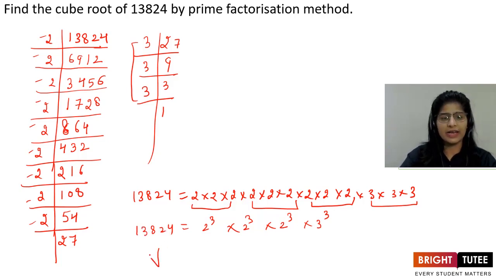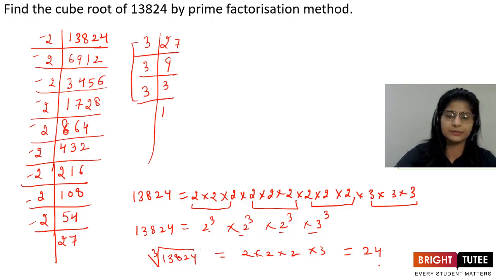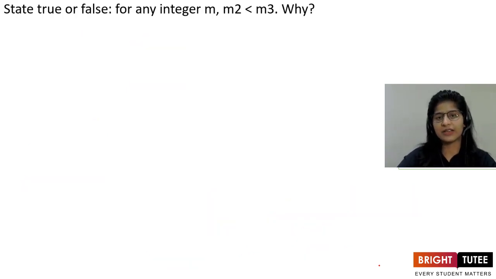So now we will write cube root of 13,824 will be equal to 2 cross 2 cross 2 cross 3. Just take the numbers once. These 4. 2 2s are 4, 4 2s are 8, 8 3s are 24. Right? So the cube root of this number is 24. So the prime factorization method helps you find the cube root of any number. Clear?